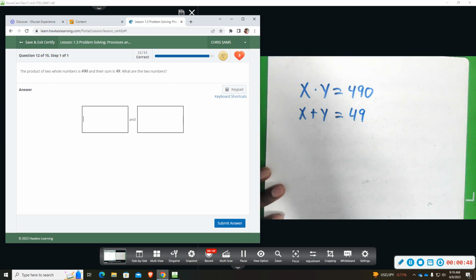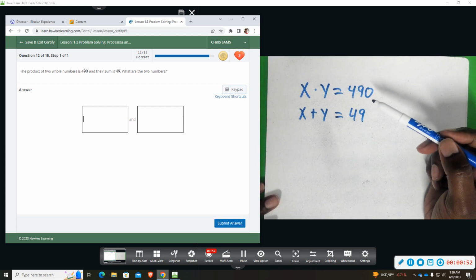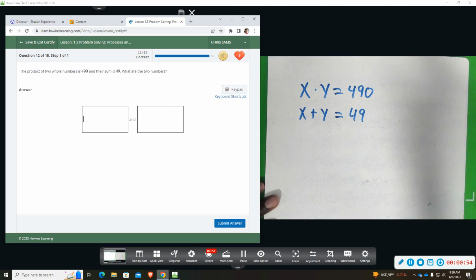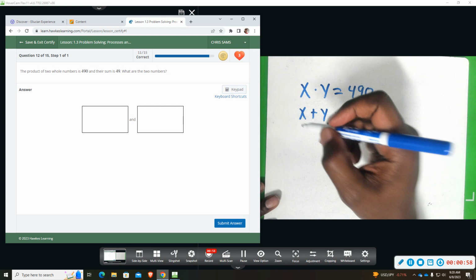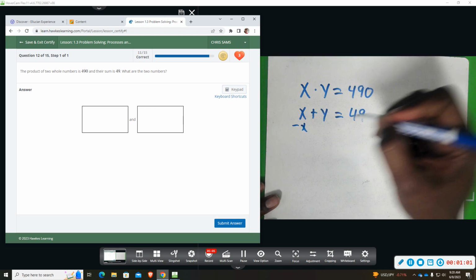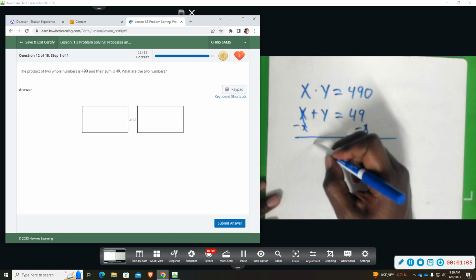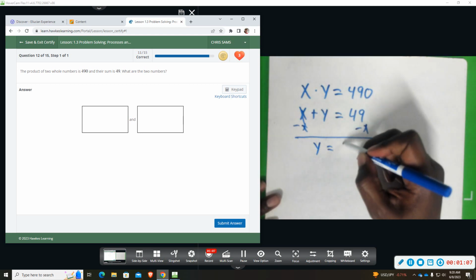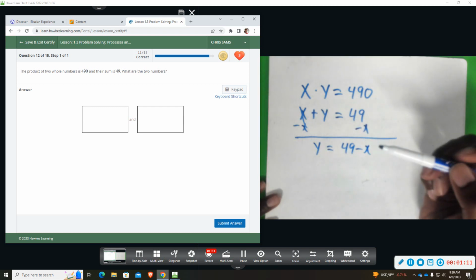Okay, so using these two equations, I will use substitution. So I can solve for one. I'll just solve for y in this equation. So I would subtract x from both sides. That will leave me with y equals 49 minus x. So this is my new equation.